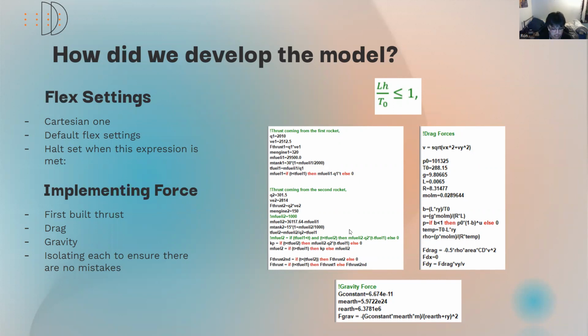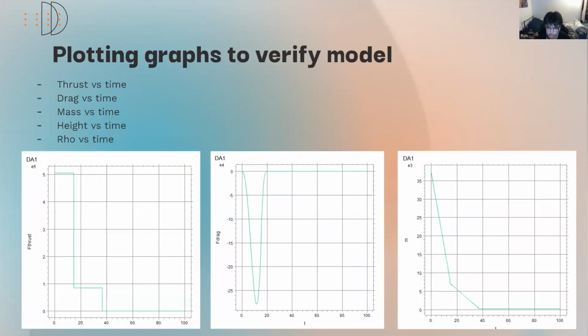We built the simulation step by step, starting with thrust, then drag, then gravity, isolating both drag and gravity and running simulations to ensure that it was built correctly. In order to verify the validity of our model, we plot thrust versus time, drag versus time, mass versus time, height versus time, and rho versus time.